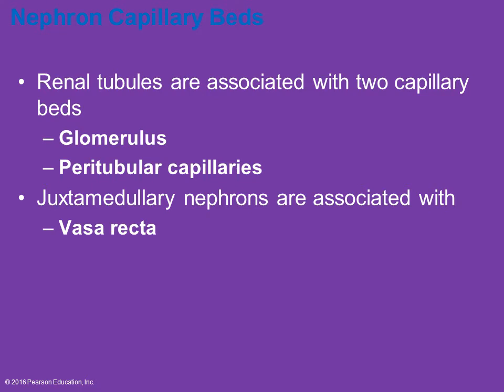At the nephron capillary beds, we do have two different capillary beds. The one that surrounds the glomerulus for the initial filtration process, and then you also have capillaries that are known as the peritubular capillaries that are surrounding, certainly around the loop of Henle and around the proximal and distal convoluted tubules. The juxtamedullary nephrons are also associated with the third one that's known as the vasa recta.